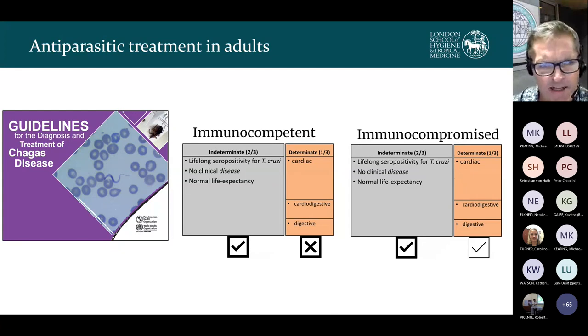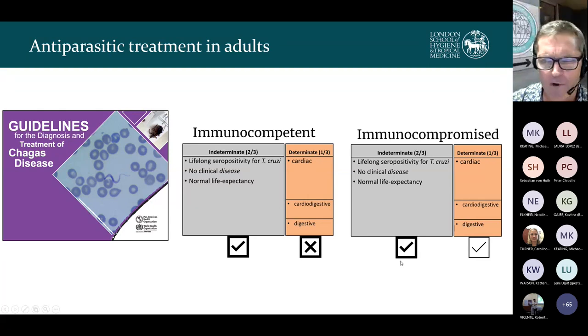WHO and the Pan American Health Organization have issued some guidelines about this, and this is pretty much what I've just said. For those who are immunocompetent, we are generally a bit more relaxed about giving treatment for indeterminate disease, but for those who've already got established disease, treatment is not necessarily recommended.